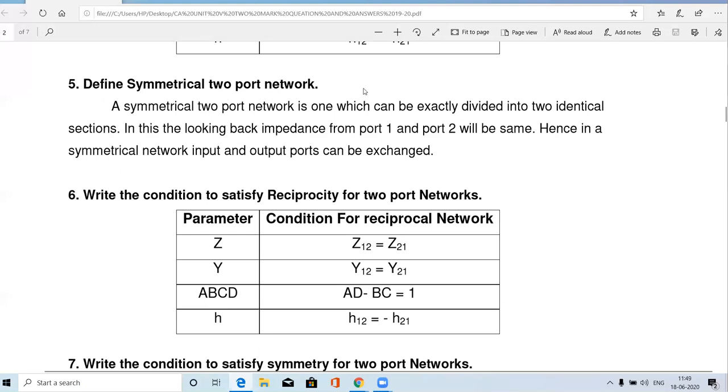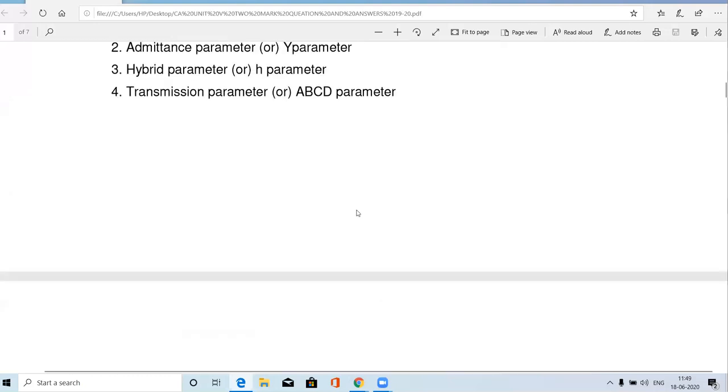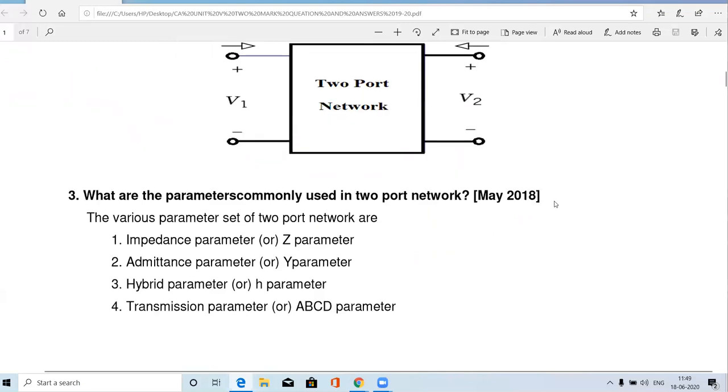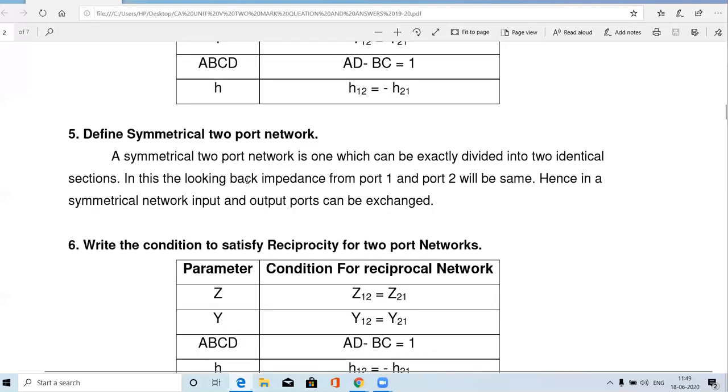What is a symmetrical two-port network? A symmetrical two-port network is one that can be exactly divided into two identical sections. If we divide the given two-port network exactly into two equal halves, we call that type of network a symmetrical two-port network. That means the looking-back impedance from port 1 and port 2 will be the same. That is, if the Z11 value and Z22 value are the same, we call that network a symmetrical network.